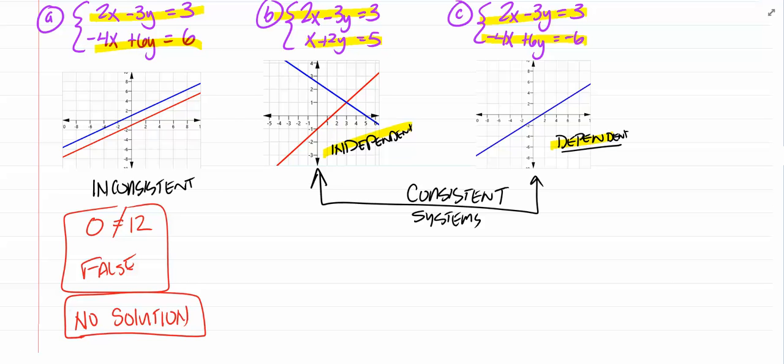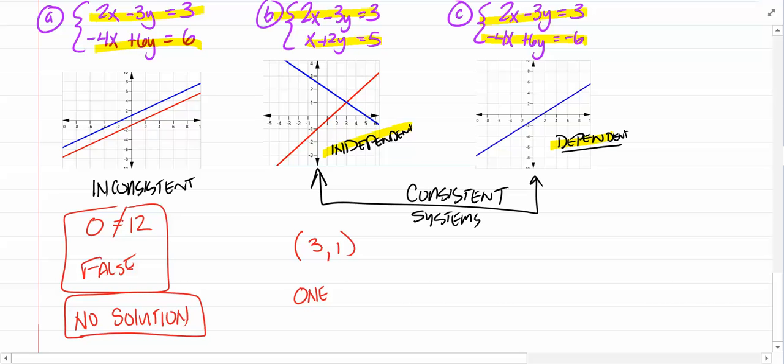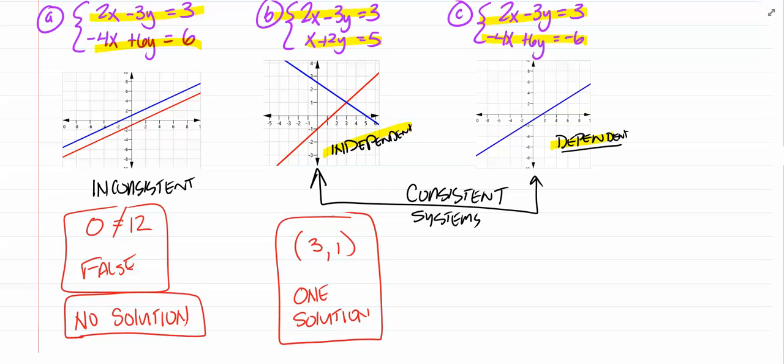Group B, what did you come up with when you found what you got there? We get x equals 3 and y equals 1. Yeah, you got 3, 1, which means there's only one solution, right? So, ladies and gentlemen, if you're doing the algebra and you come up with one solution, that means you have an independent system, and there's one point only on the graph that works. So you should get like a normal equation.